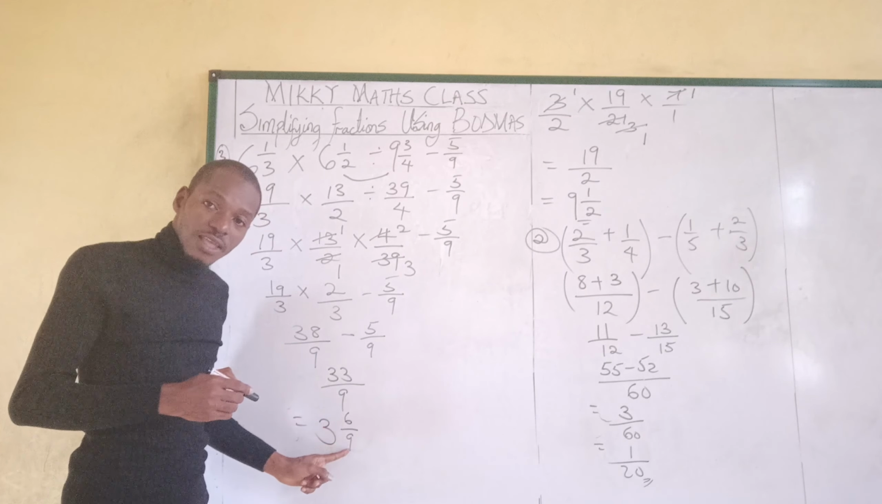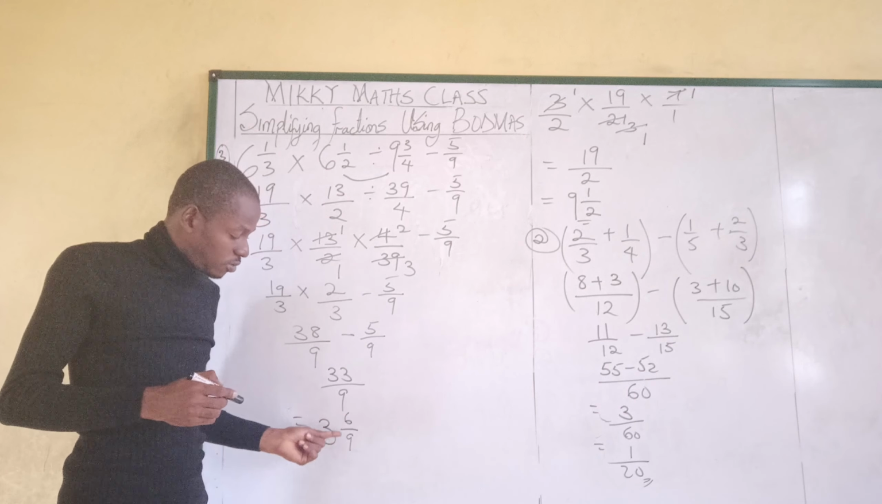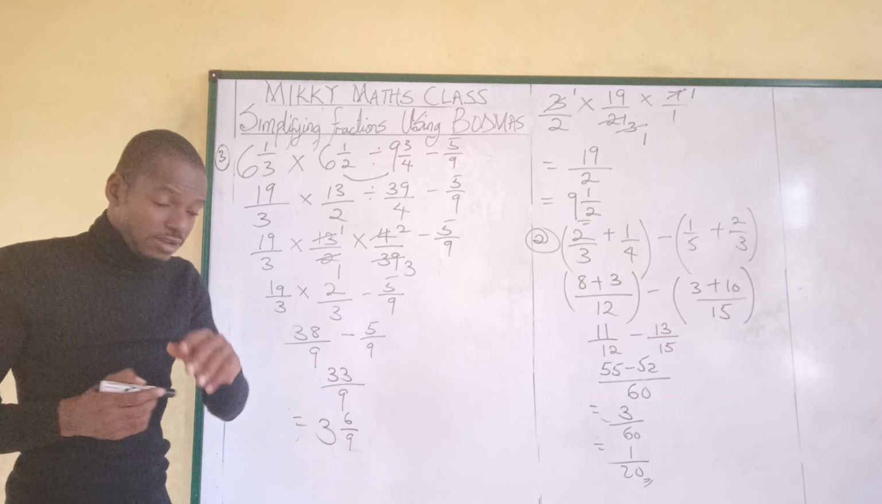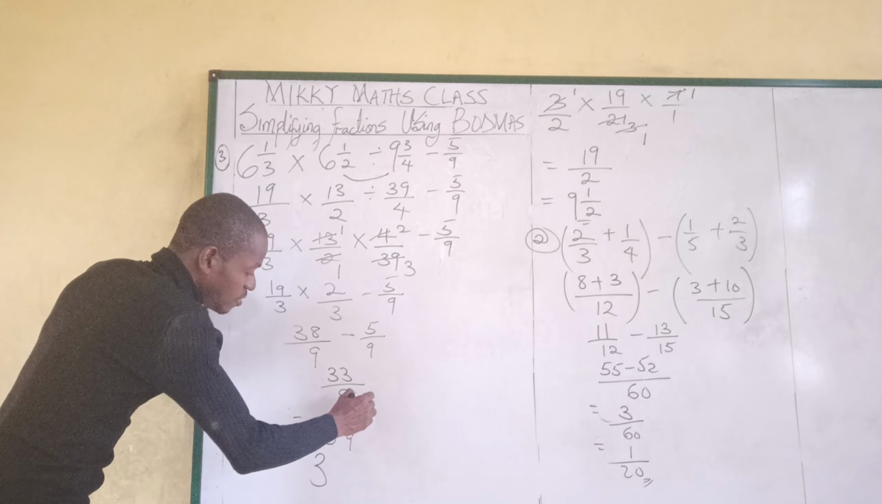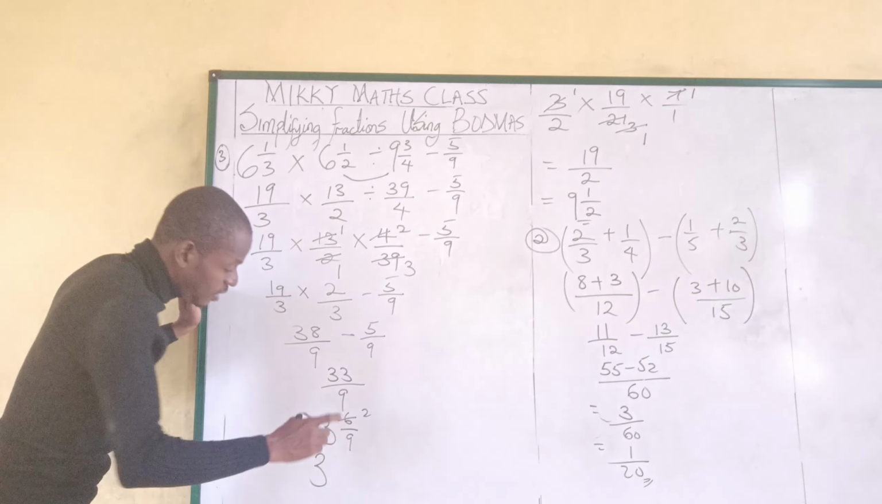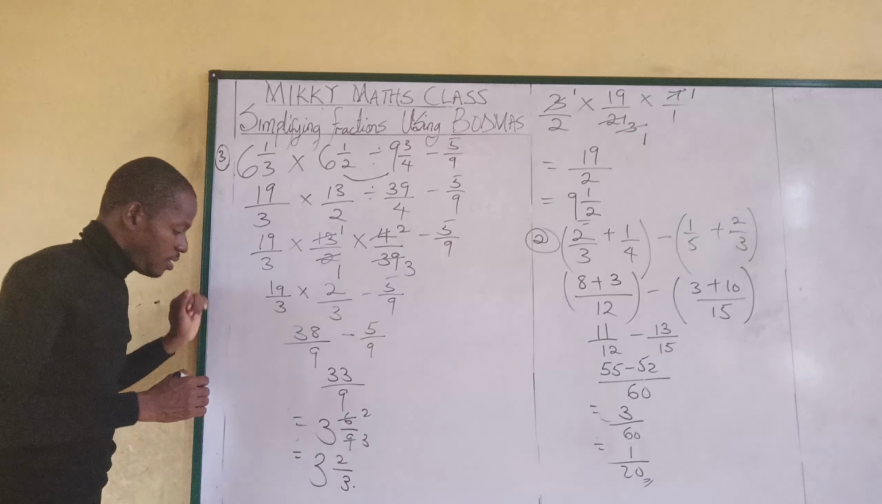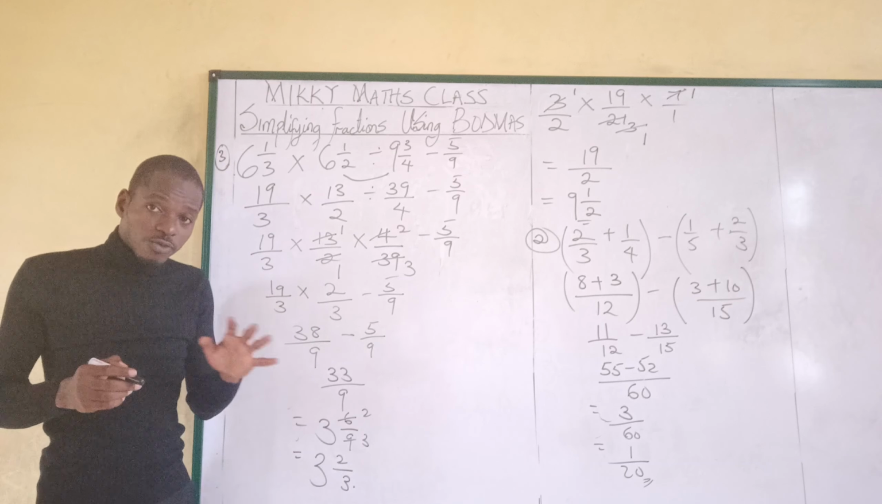Because this is 6, this is 9, something can divide the two of them. They have a common factor, which is 3. So this is 3 whole number, 3 in 6 is 2, 3 in 9 is 3. So 2 over 3. Always leave your answer in the simplest or the lowest form.